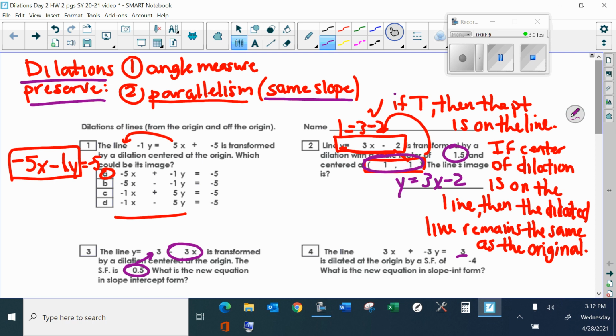So let's go ahead and start with number one. The line negative y equals 5x minus 5 is transformed by dilation center at the origin. That's the key right now. Which could be its image? Okay, well that means we have to have the same slope. The y-intercept doesn't matter, but the slope has to be the same.